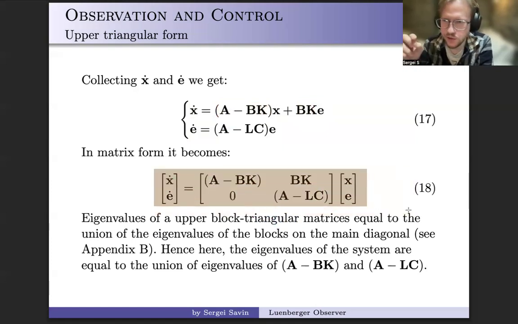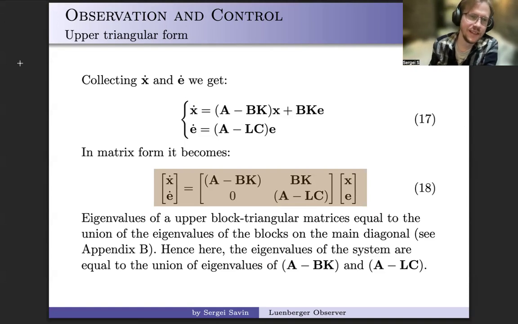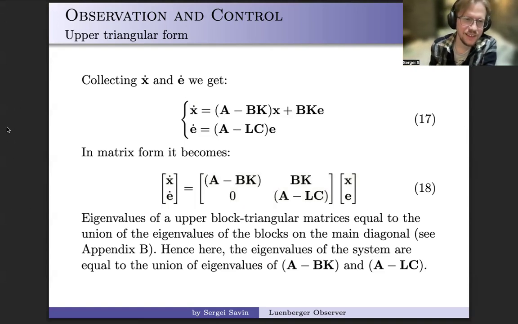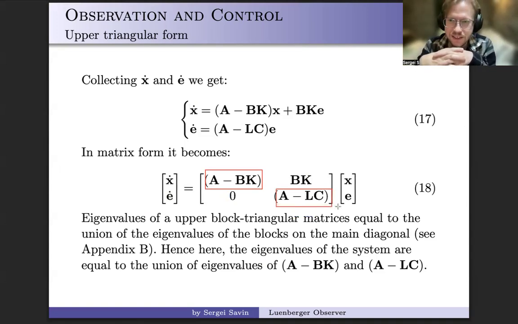Now, another piece of linear algebra. For block upper triangular matrices, the eigenvalues of the block upper triangular matrix are the eigenvalues of the blocks on the diagonal. So for this matrix, the eigenvalues of the whole matrix are the eigenvalues of the blocks A minus BK and A minus LC. That is a piece of mathematics. I also prove it in the appendix. I'm not going to do it now. By the way, for anyone, is this intuitive, or is this not intuitive anymore?